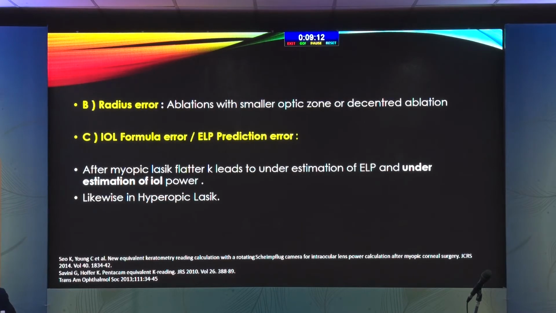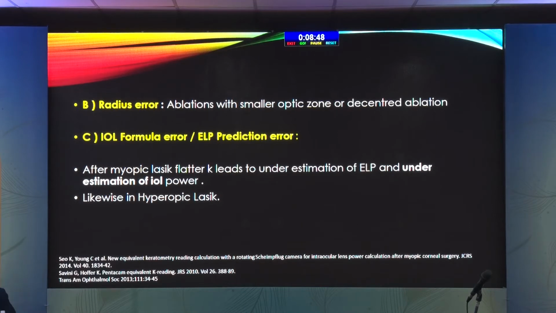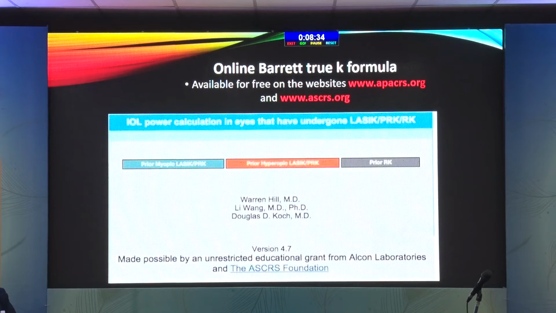So these two things we should always keep in mind, whether the patient has undergone a hyperopic LASIK or a myopic LASIK. Based on the optical zone, some amount of decentered ablation also can cause changes, because we know that the topography takes the 3 mm, the 5 mm and the 7 mm. If there is any decentration, some amount of ablation is going to happen where the topography is going to be taken. After myopic LASIK, the flatter K leads to an underestimated effective lens position as well, and underestimation of IOL power. Likewise, for hyperopic LASIK, you will have an overestimation of the lens power because of the change in the effective lens position. Nowadays we have the online Barrett True K formula, which is available on their website.